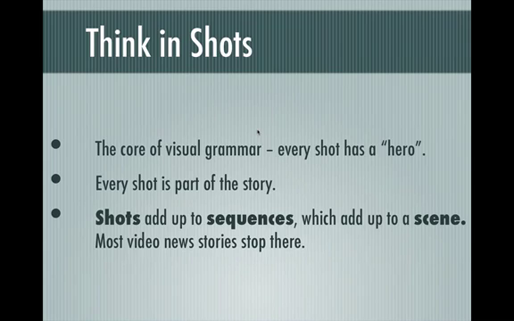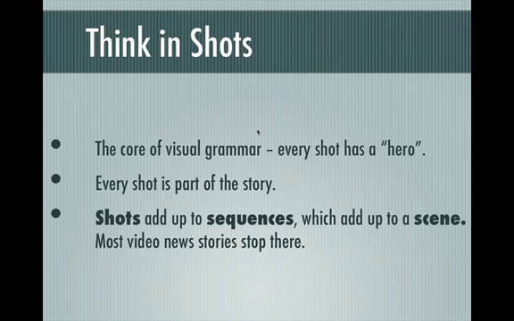The core of visual grammar, according to your textbook author, Steve Stockman, is that every shot has a "hero," quote unquote. You might call it a subject. A lot of other textbooks call it a subject. But the key point is that you can tell what the purpose of every shot is. Every shot must be part of the story. It's part of the coherent narrative. There should be no shots that confuse the viewer as to what the story is about, and no junk shots that are just thrown in there to fill time.